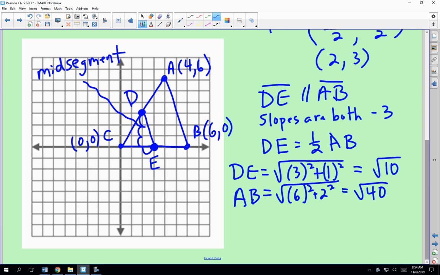So I've got root 10 and root 40. We want to talk about root 10. How do we know it's simplified? Do you have an idea? Is it because there's nothing that's squareable, nothing you can put into a root that you can multiply by 10? Yes. What are the two factors of 10? There's 2 and 5.